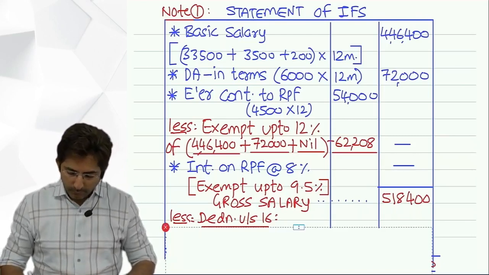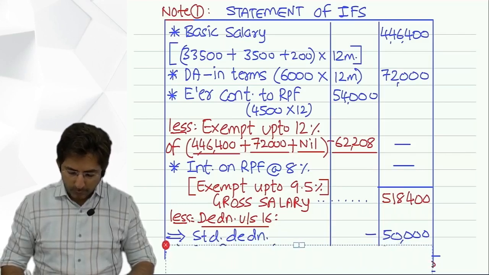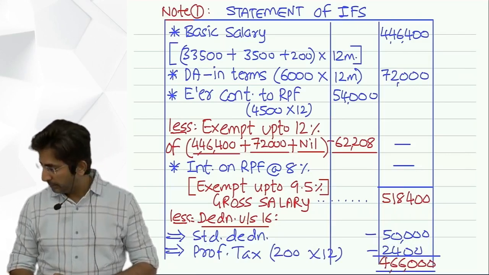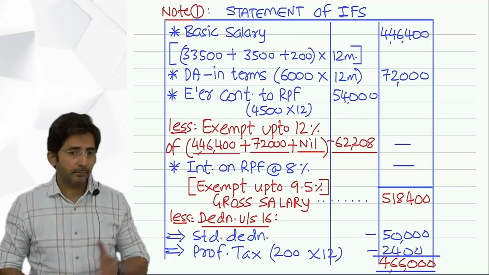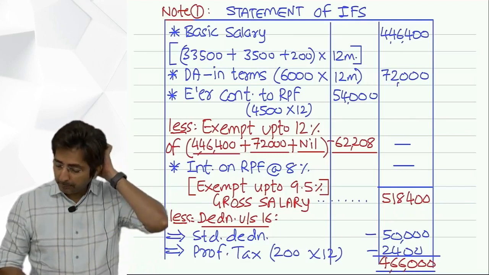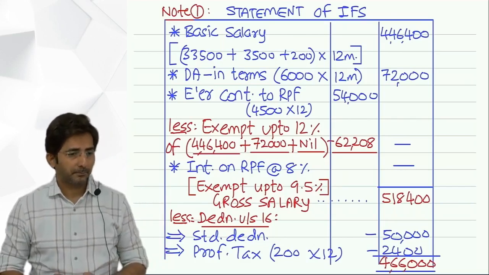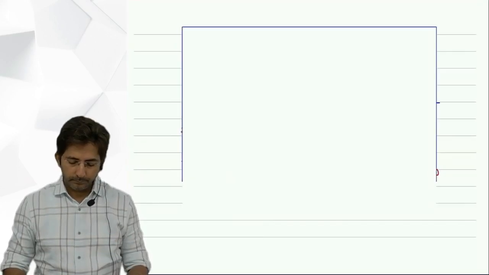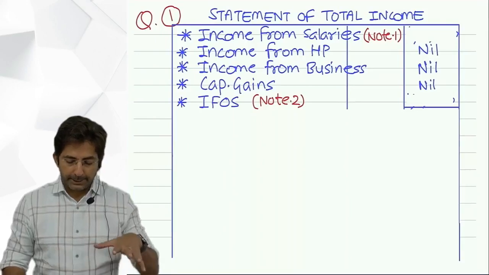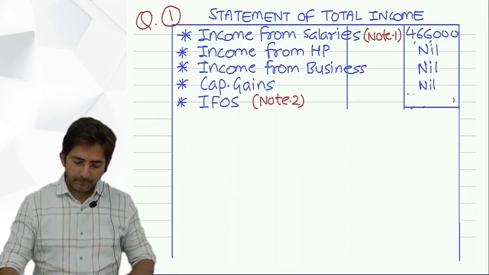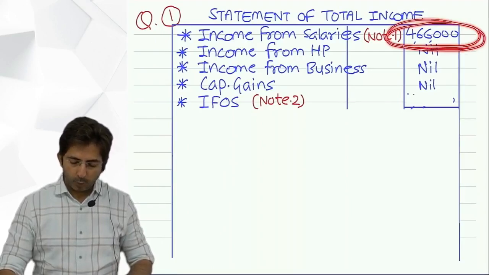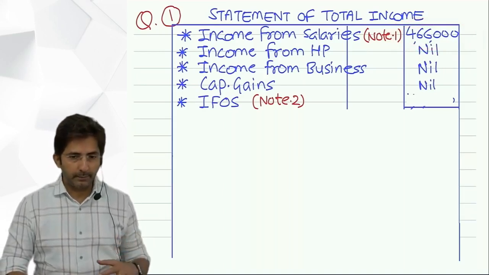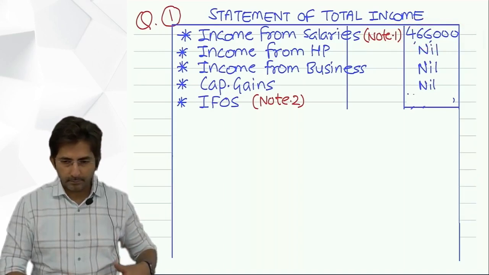Standard deduction, how much? 50,000. There was profession tax also, don't forget. 200 per month, so into 12, 2,400. So my answer is ready: 4,66,000. This you can substitute in the main statement, the statement of total income. Understand the method properly because you will get many questions as homework on these lines.